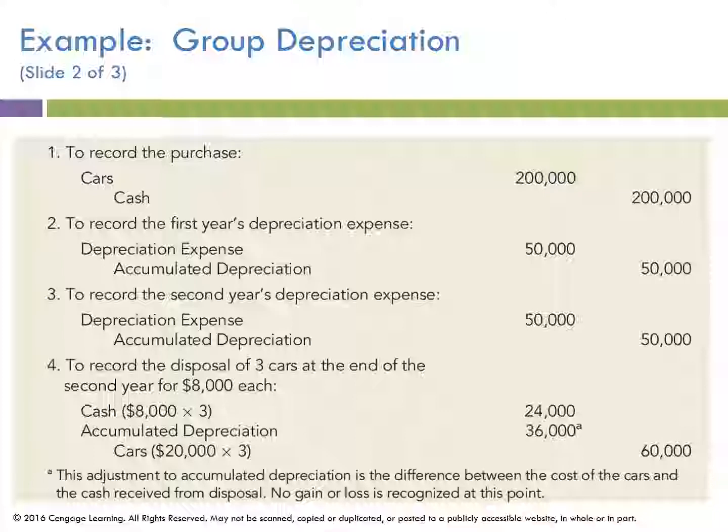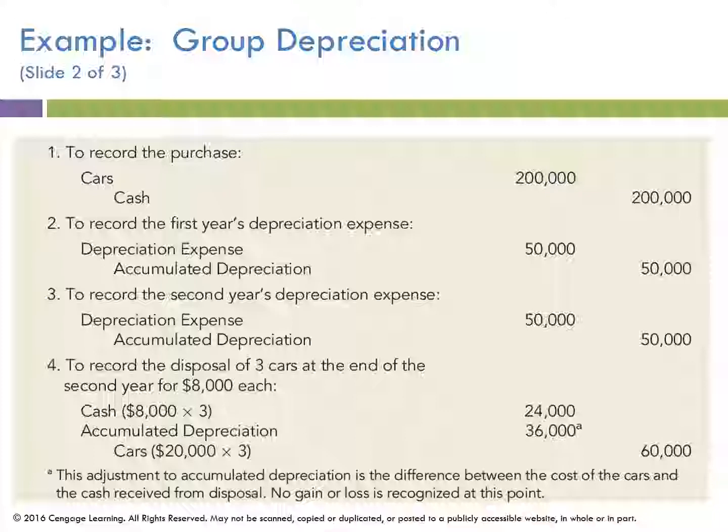In item 4, hopefully you heard my explanation on 1, 2, and 3, but you can pretty much figure that out. We calculated that. When they dispose of 3 cars at the end of the second year for $8,000 each, well, 8,000 times 3, they're getting cash of $24,000. They're getting rid of 3 cars that cost $20,000 each, so we're going to credit the cars $60,000.